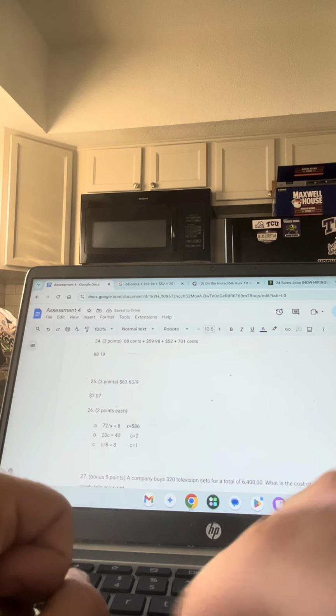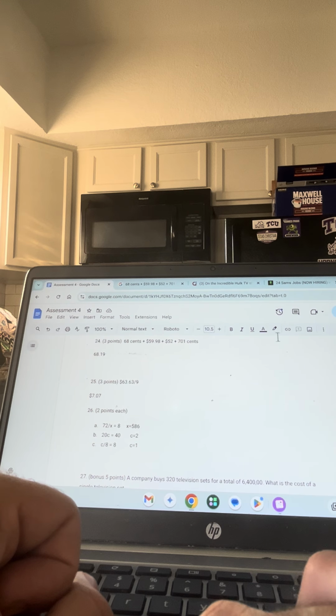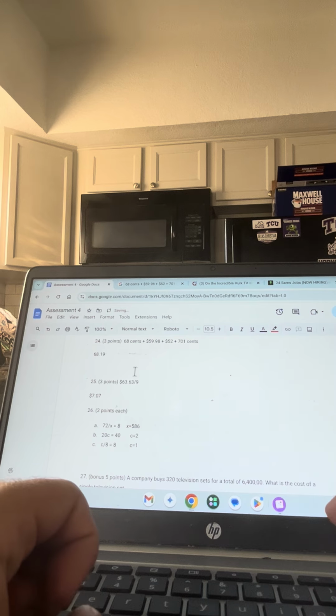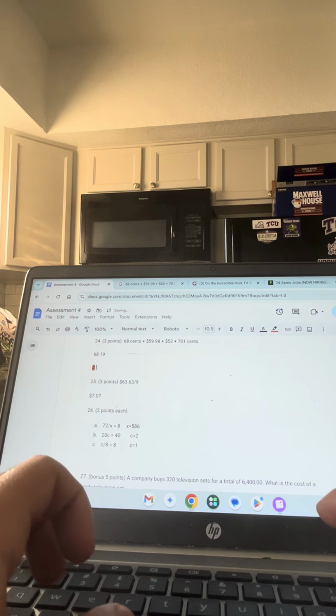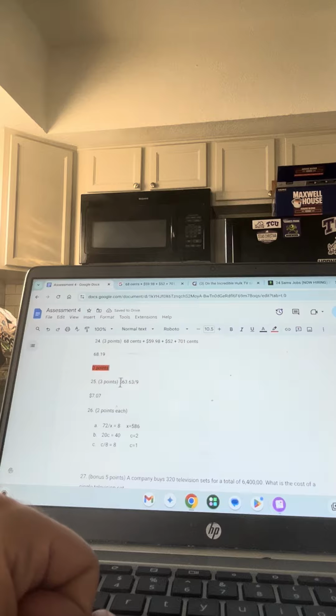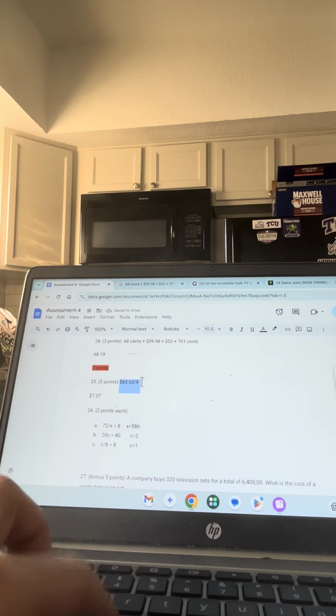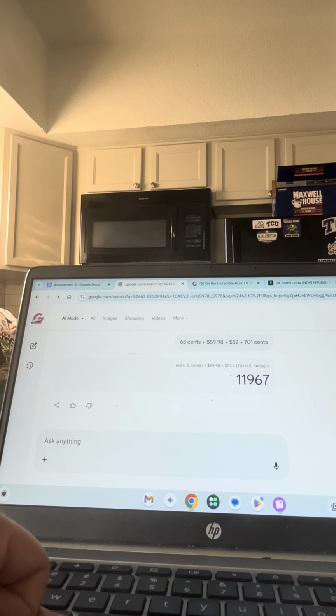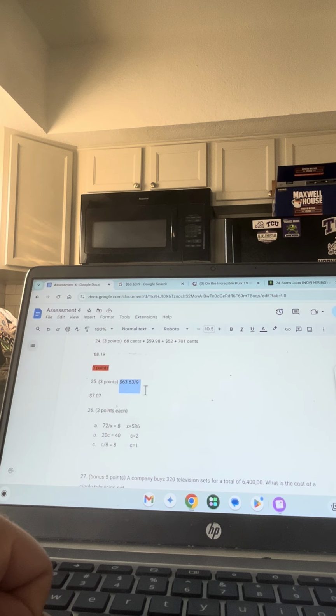You also didn't write your dollar symbol. You have got to do that. You cannot forget to write your dollar symbol. You can't. So 0 points for this one. This one, let's check it real quick. 7.07, that's correct. You got full credit for this one.